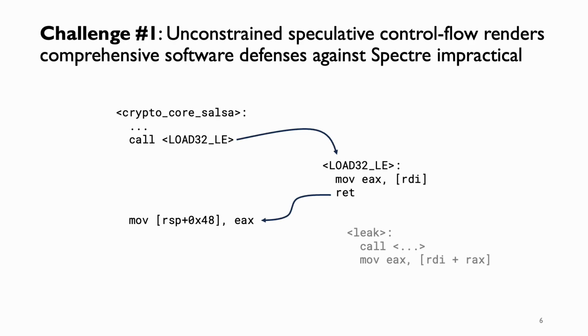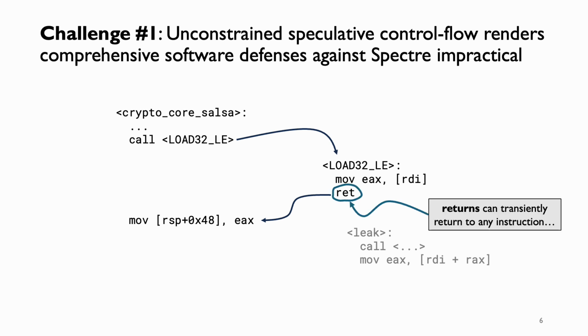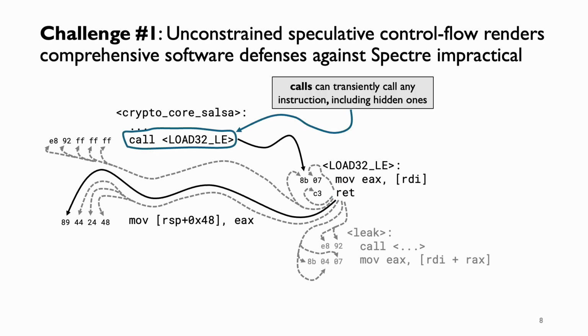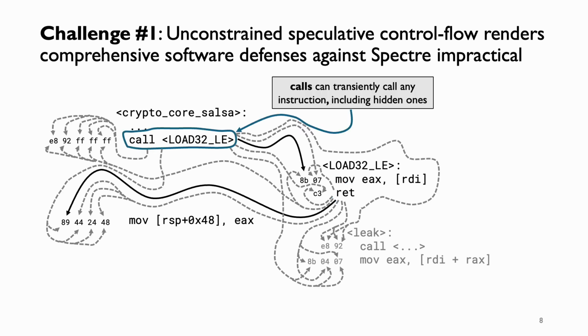The first challenge is unconstrained speculative control flow. First off, return instructions can transiently return to any instruction in the program, including ones hidden within compiled instructions. This is possible because x86 has a variable length instruction set. Similarly, calls can transiently jump to any instruction, including hidden ones, and the result is this messy transient control flow graph that's impossible to analyze at compile time.